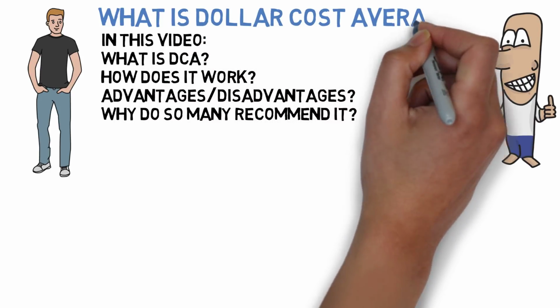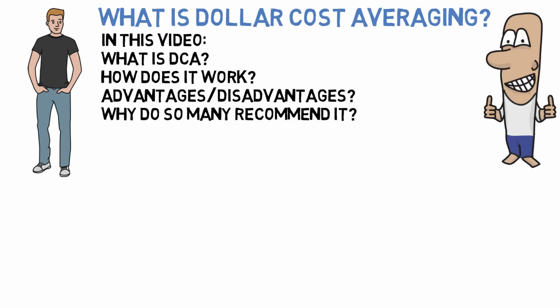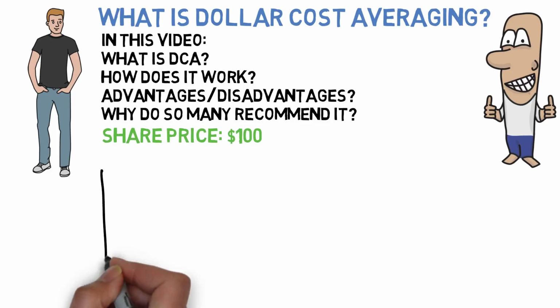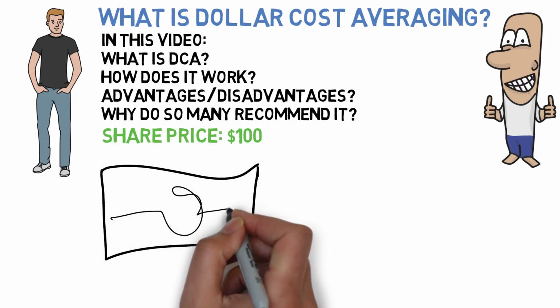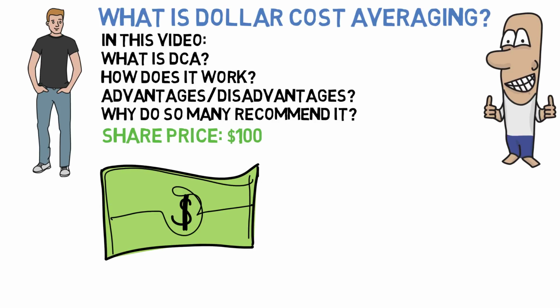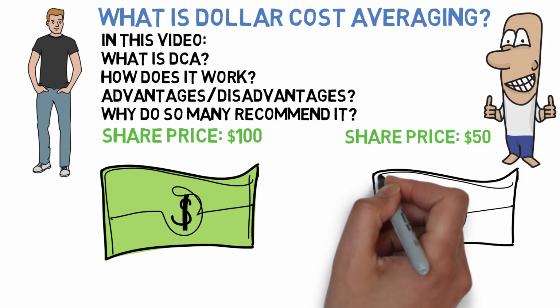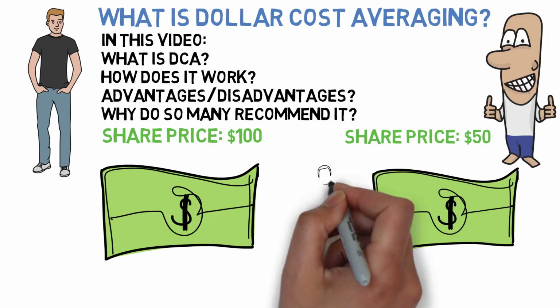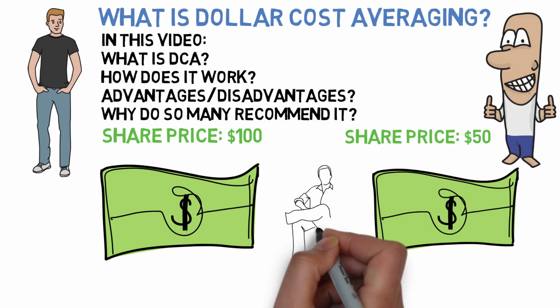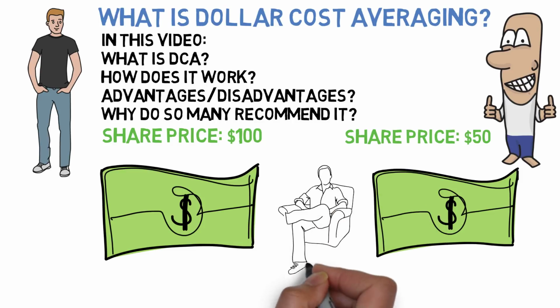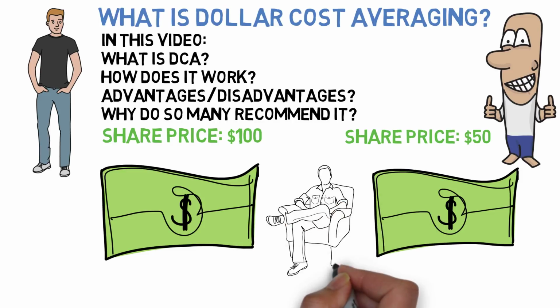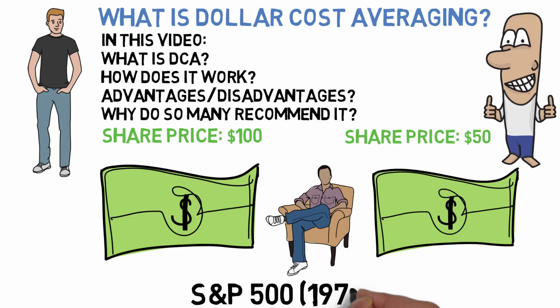Well, dollar cost averaging is simply an investment technique where you purchase a fixed amount of a particular investment on a regular schedule, regardless of the price of that investment at the time. An example of this would be purchasing $100 a month worth of shares in Apple stock every single month, regardless of what Apple is valued at that month. So let's take a look at how this works. As usual, I'm going to be using the S&P 500 with prices from 1977 to the end of 2016 as my example in this video.